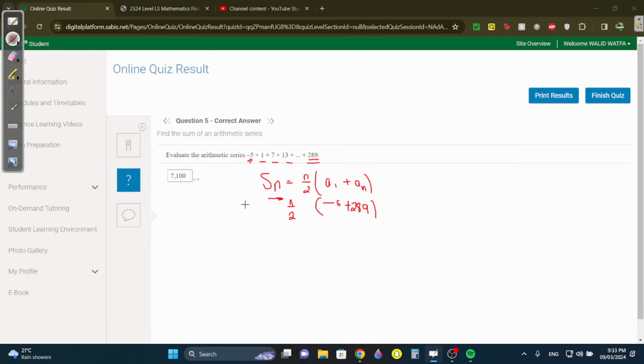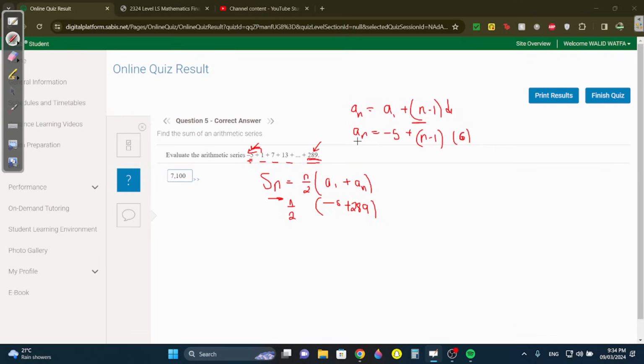Okay. So we need to figure out at what place this 289 is. I think it's very, very easy to figure out. You know that any number an equals a1 plus n minus 1 d. And we know a1 is minus 5. We know that the constant difference in this case is 6. But we don't know what this n is, right? So we have to keep it as n minus 1 here. So this is 6 here.